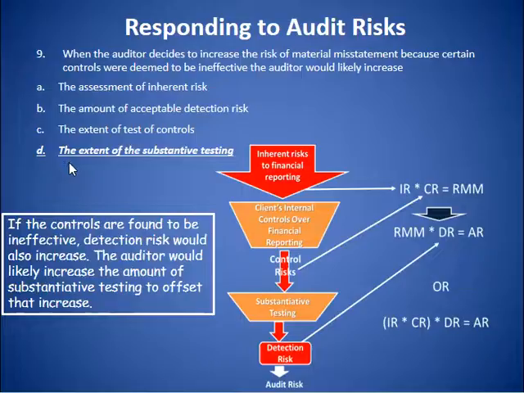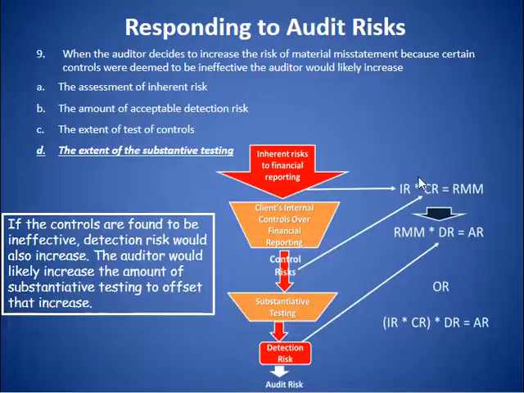And if we take a look at the audit process, we have the inherent risks that then are mitigated by the client's internal controls over financial reporting, and the risks that are not mitigated become control risks, and the auditor then creates substantive testing to address those control risks. And after that, there could be the possibility that the substantive testing doesn't mitigate all the control risks, and that leads to detection risk, which leads to audit risk.